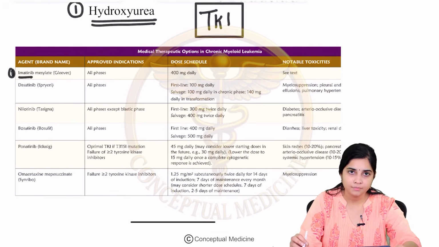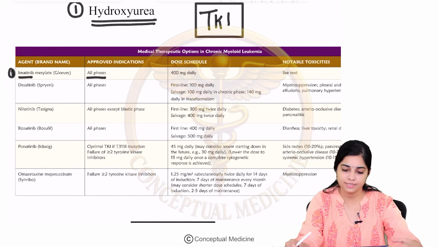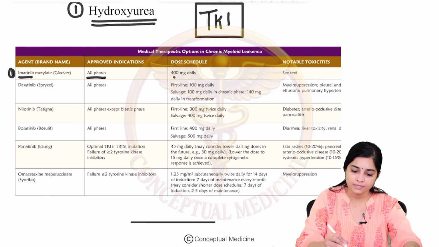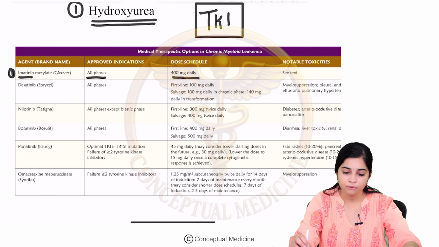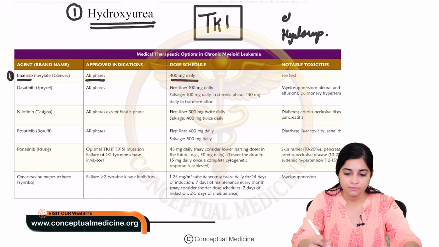Okay, so Imatinib has been approved for use in all phases, in the chronic phase, accelerated phase as well as the blastic phase, and it is usually given at a dose of 400 mg daily. Okay, so Imatinib again has a risk of myelosuppression and also it has a risk of effusions.